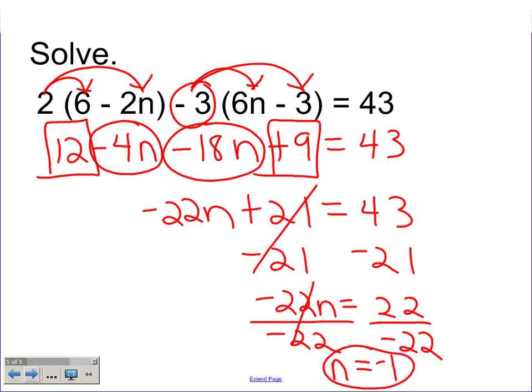Welcome back. If you finished out this problem, you should have ended up with -1. Be sure that you subtract 21 on both sides of the equation. You end up with -22n is equal to 22, and then divide by the coefficient of -22 on not one, but both sides of the equation.